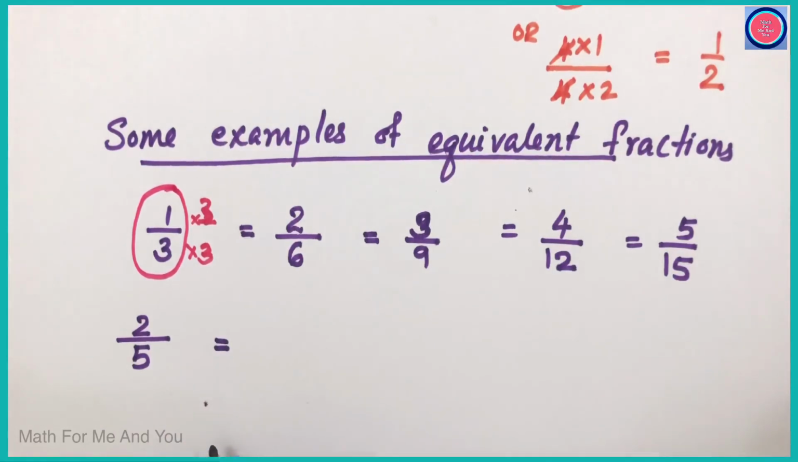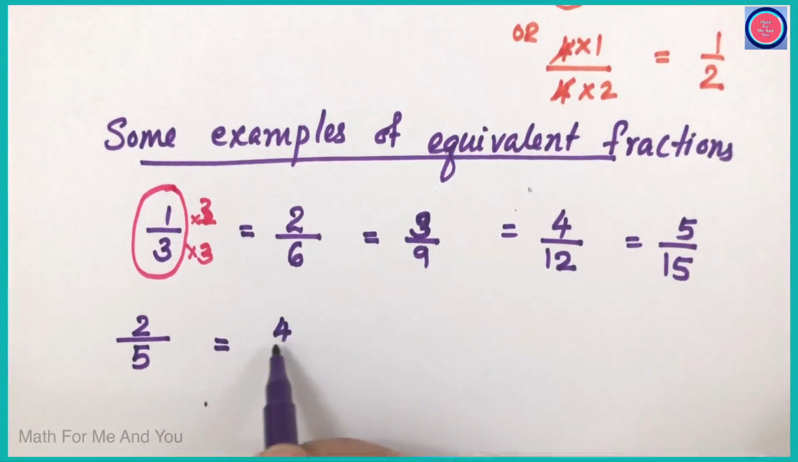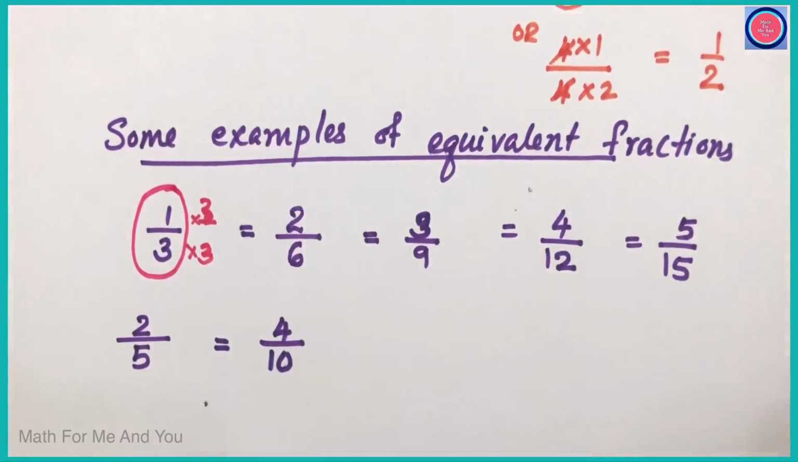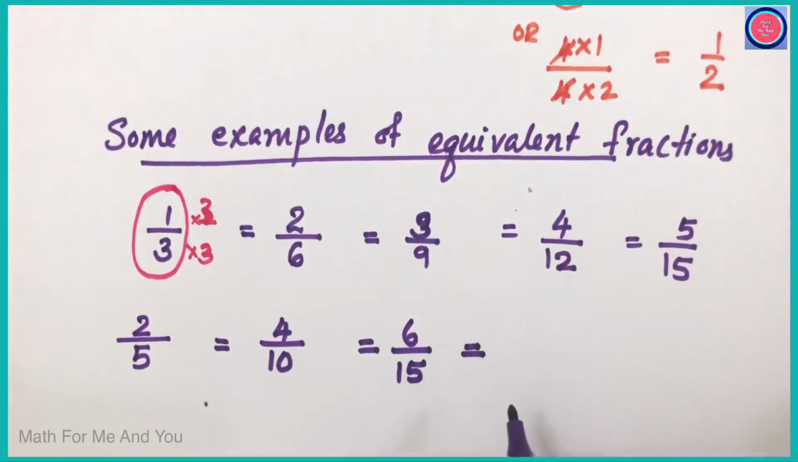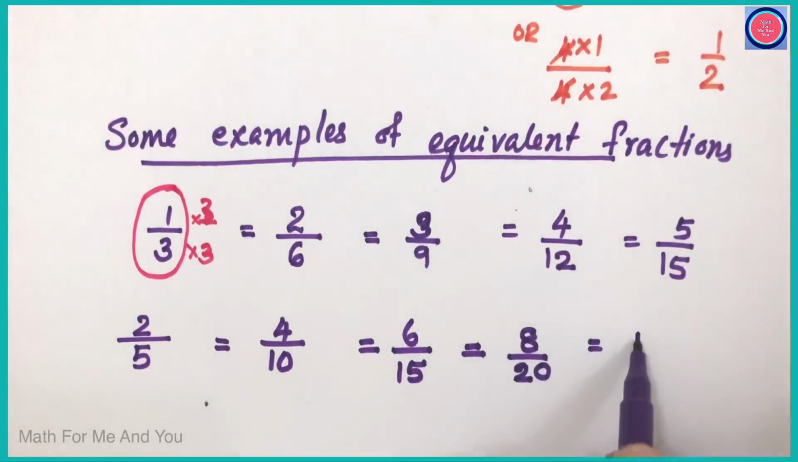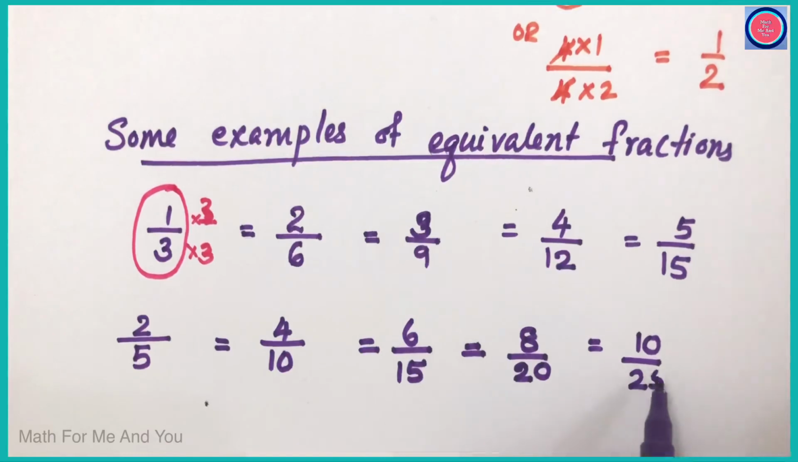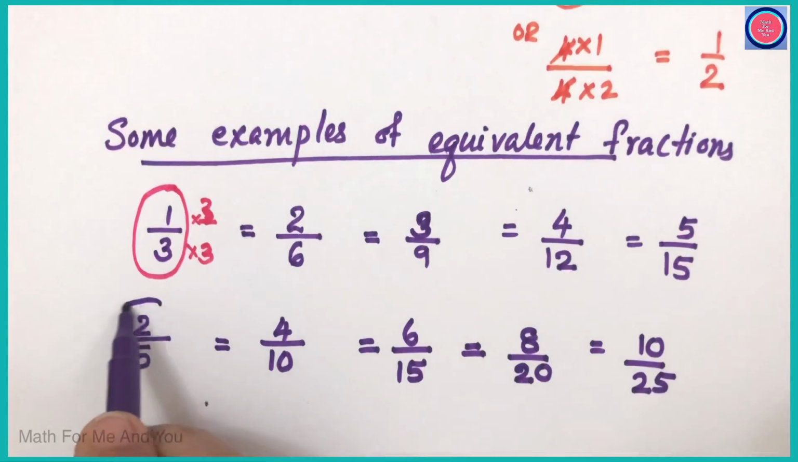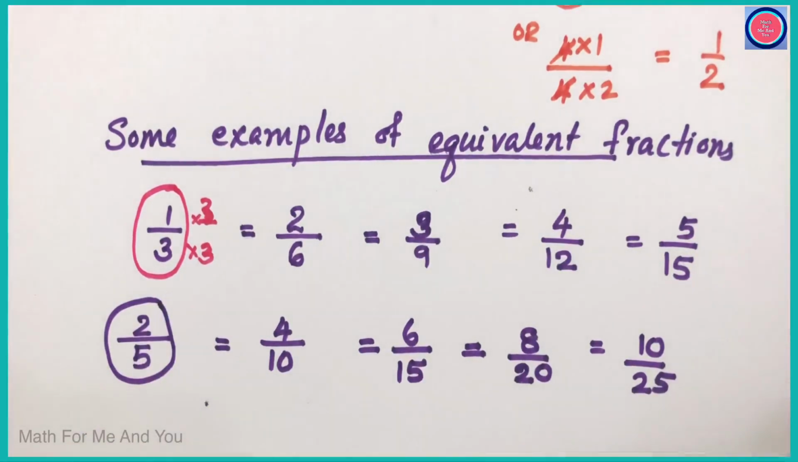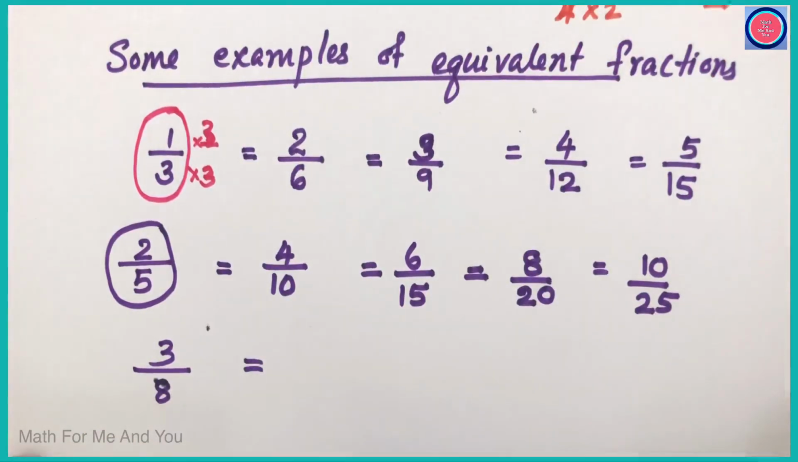Next fraction is 2 over 5. How can we find its equivalent fractions? Multiply the numerator and denominator by the same number. So first multiply by 2, we get 4 over 10. Then multiply by 3. 2 times 3 is 6. 5 times 3 is 15. We have to multiply by the same number. Next we can multiply by any number, but I am going to multiply by 4. 4 times 2 is 8. 4 times 5 is 20. Then if we multiply by 5, 5 times 2 is 10. 5 times 5 is 25. So we get these equivalent fractions, and the smallest one is 2 over 5. When we divide the big fractions, we get 2 over 5.